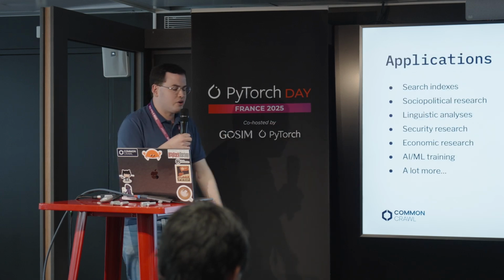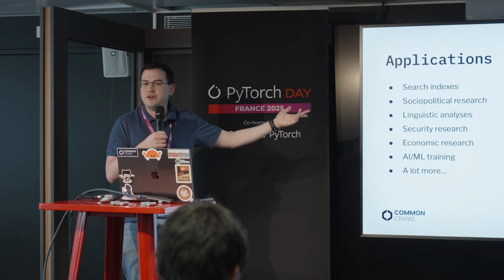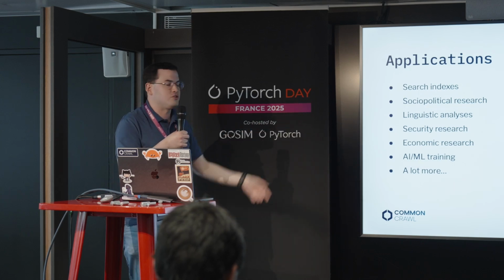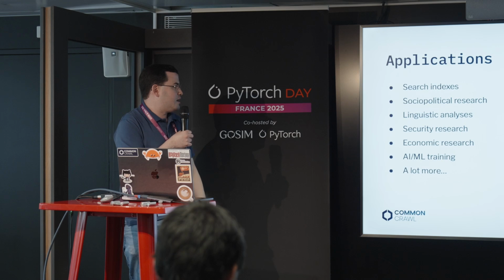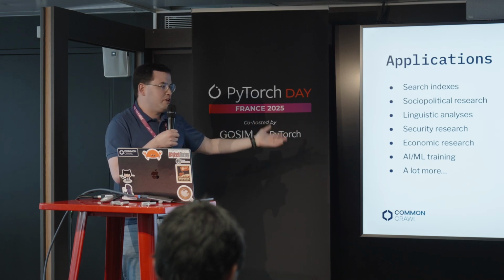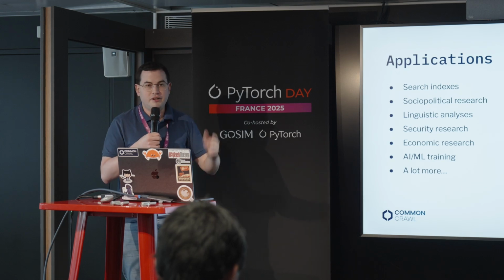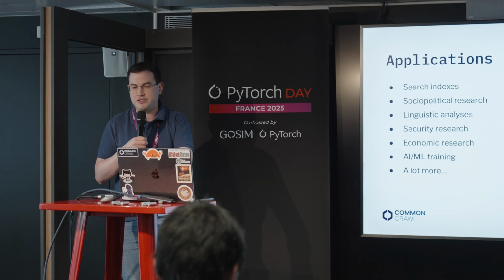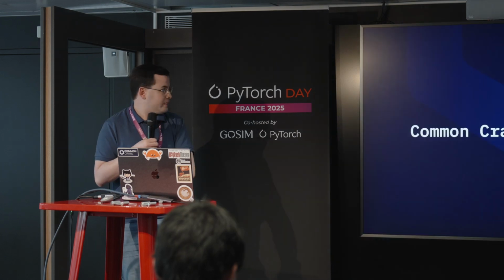So, okay, apart from that, before all the AI stuff, Common Crawl was used for search indexes, socio-political research, in linguistics, in economics, people doing marketing even, and even governments doing security research on what's happening on the web.